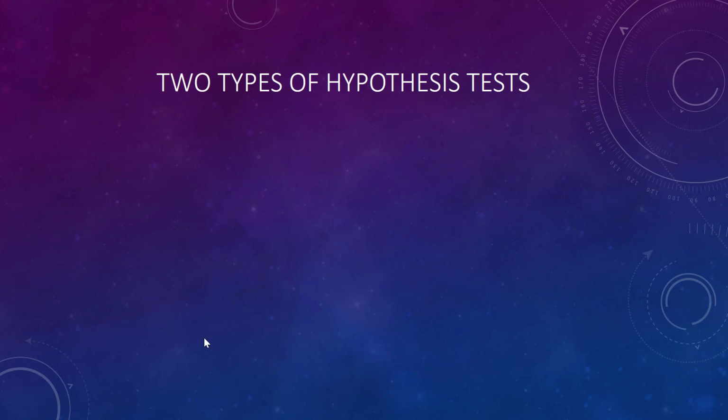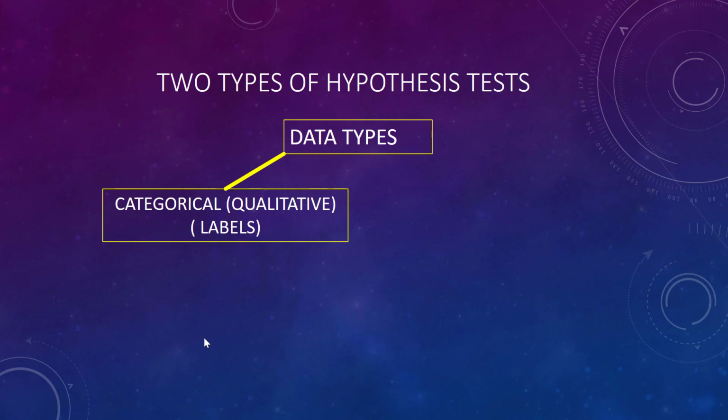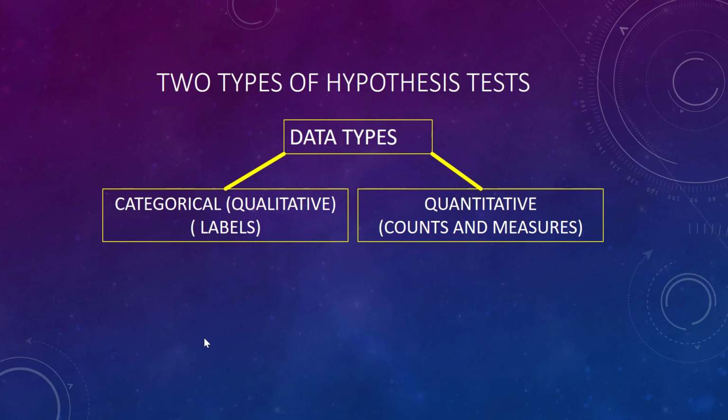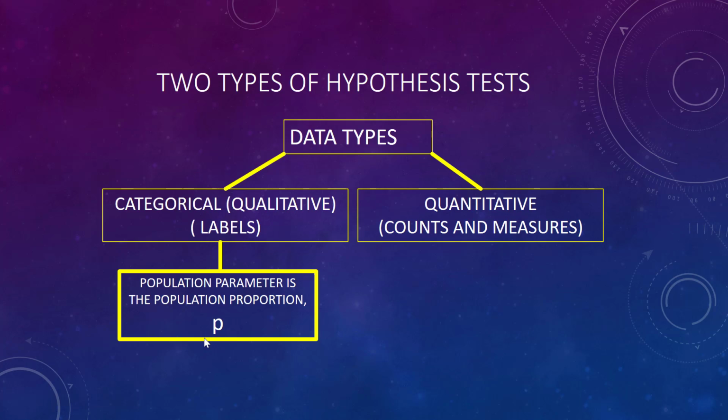There are two types of hypothesis tests because there are two types of data. If we have categorical data, that means that we are working with labels. If we have quantitative data, that means we have counts or measures. For categorical data, we convert our labels into numbers by finding the proportion. So the population parameter that we use for categorical data is the population proportion P.